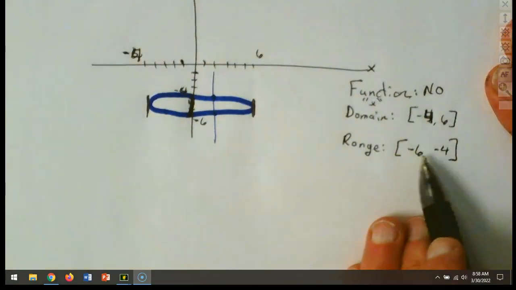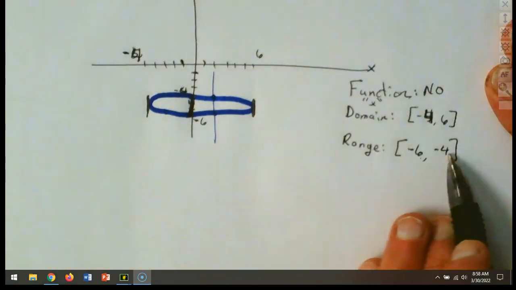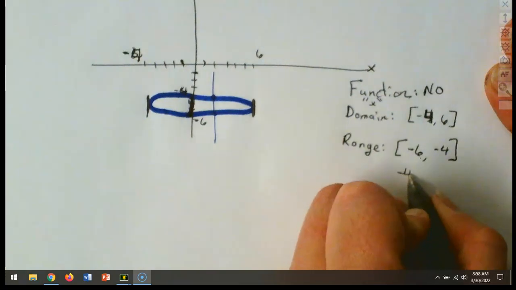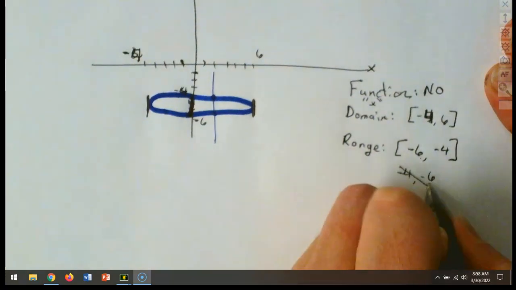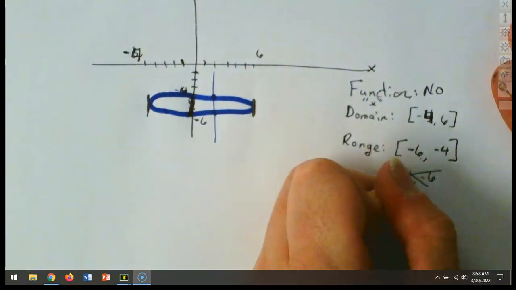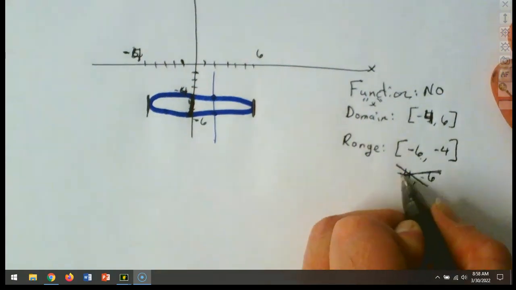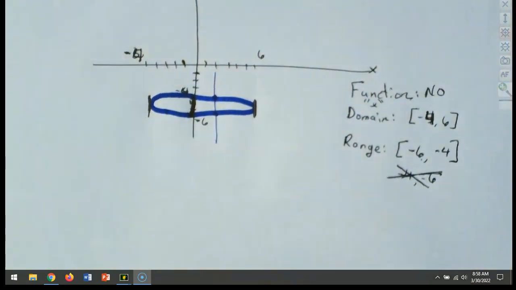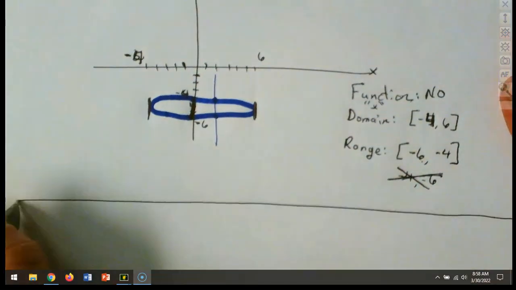Very important that you write the smallest number first. So don't write this as -4, -6, because that wouldn't be correct. You always think about the number line. And you always write your smaller value first. That's the way we write them, because these are actually on the number line.